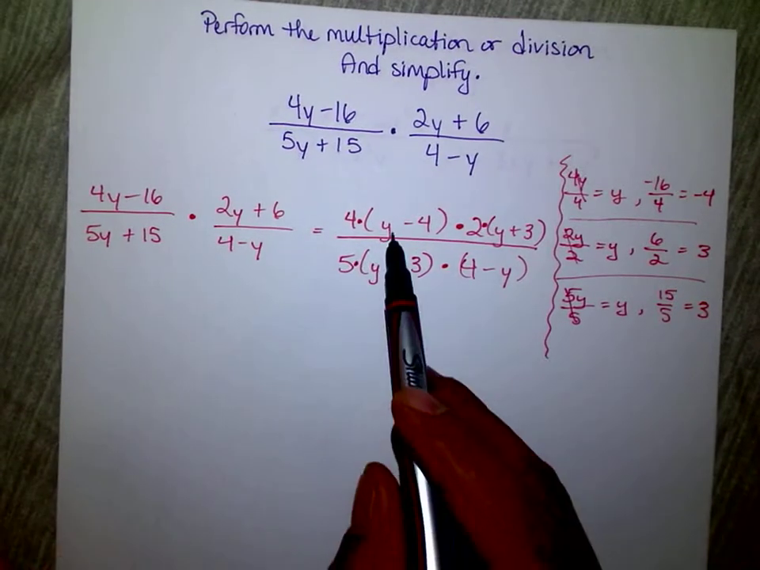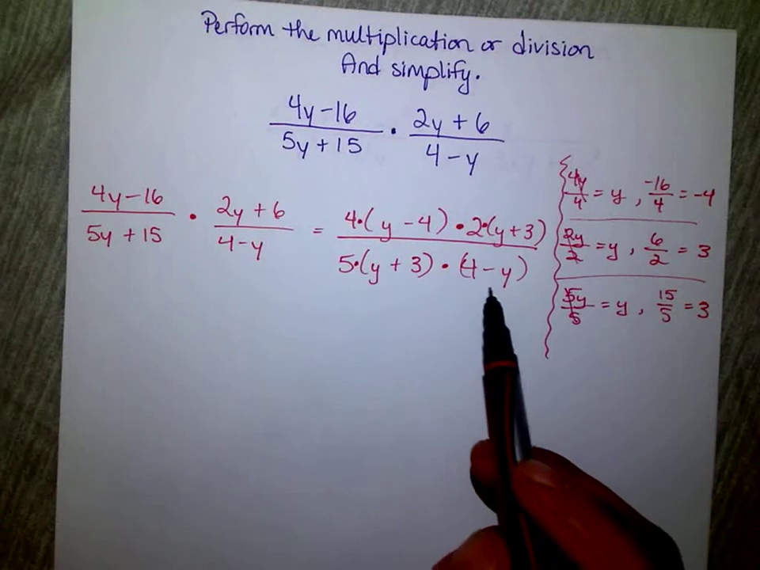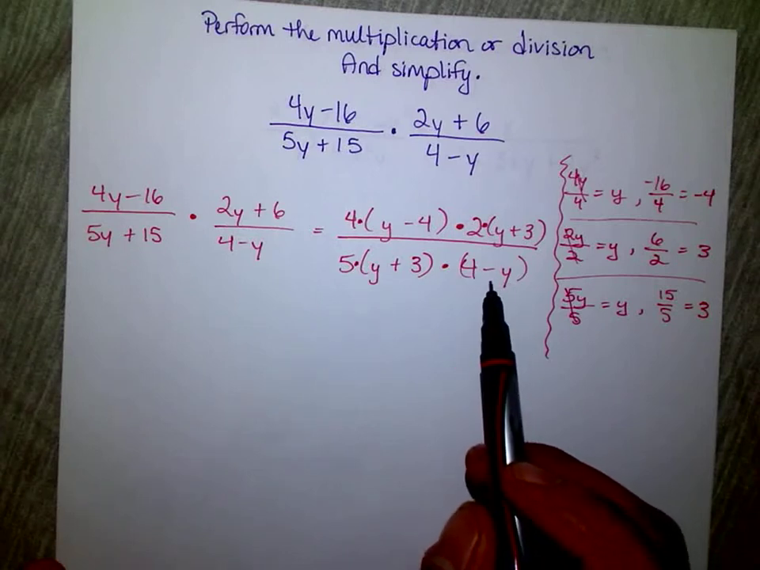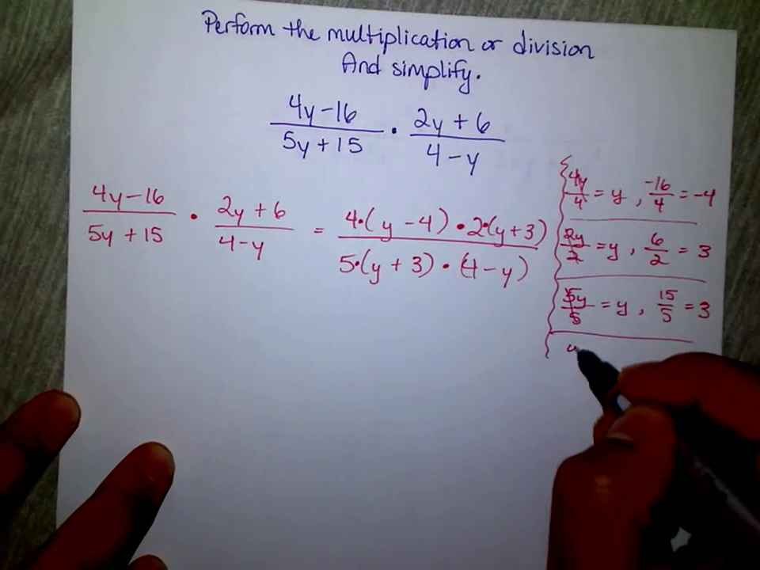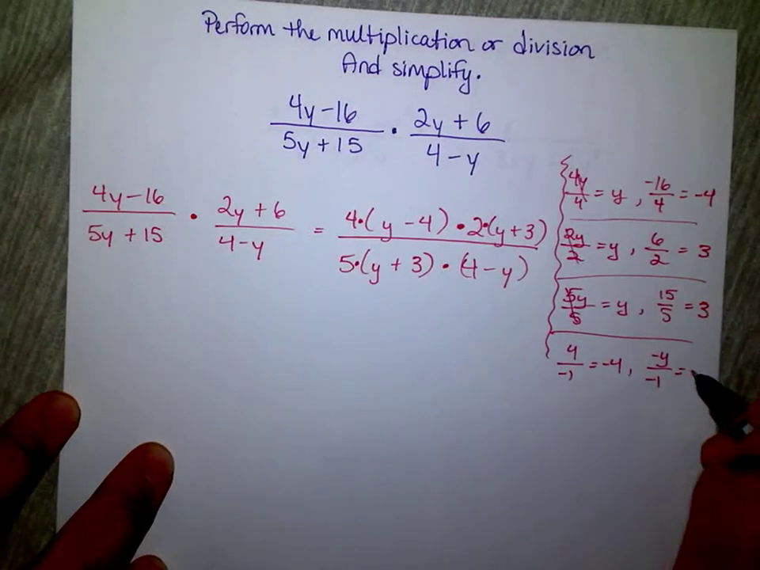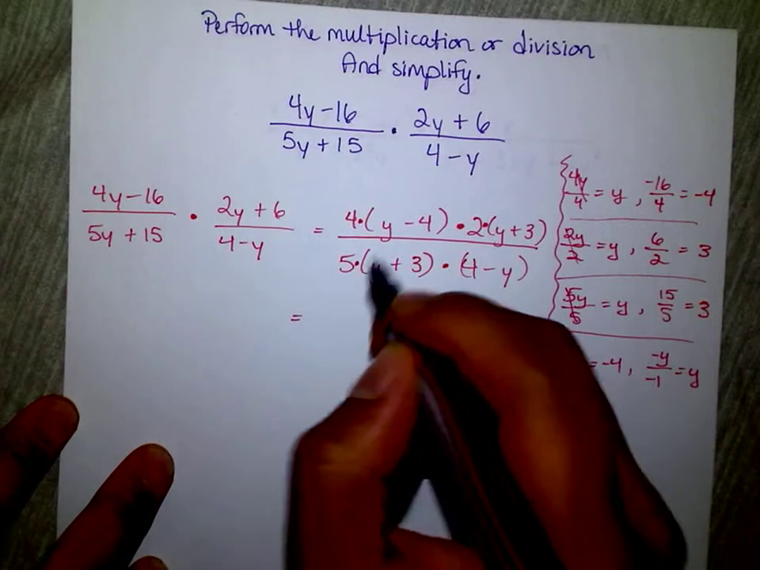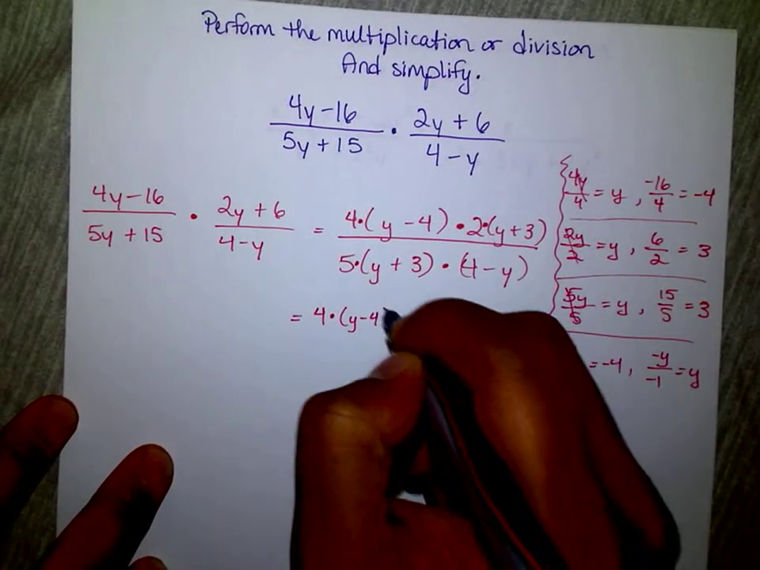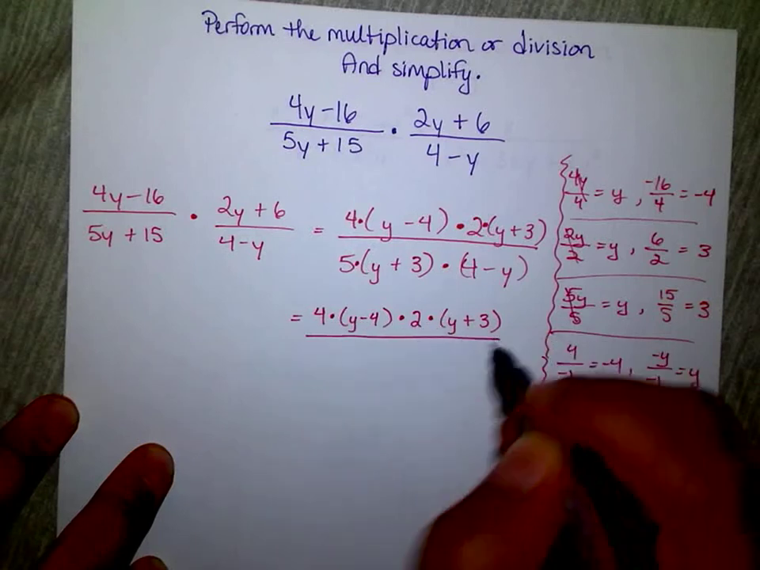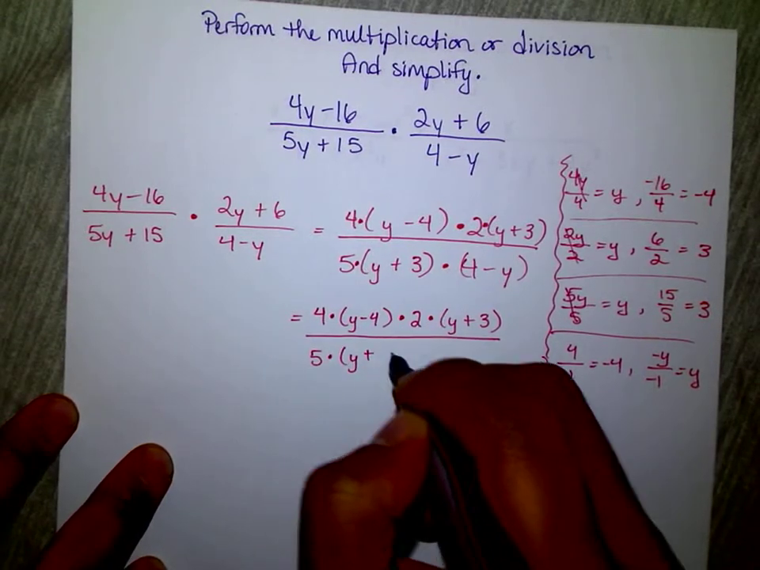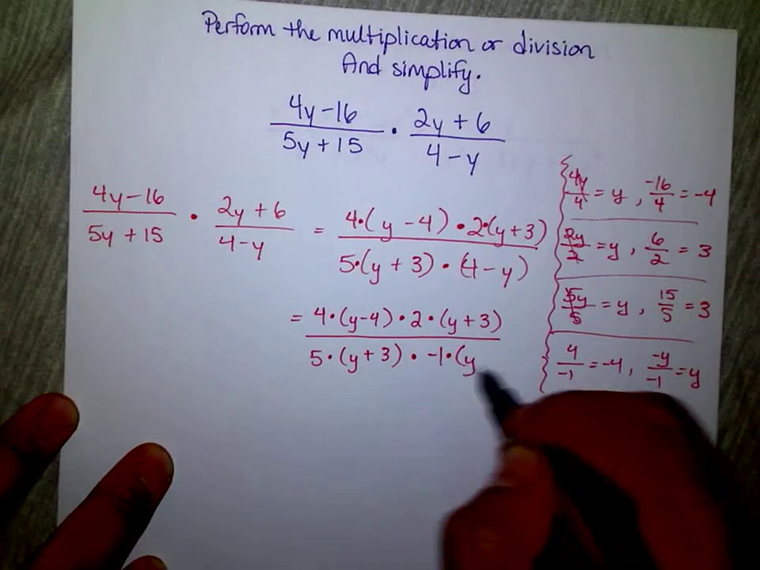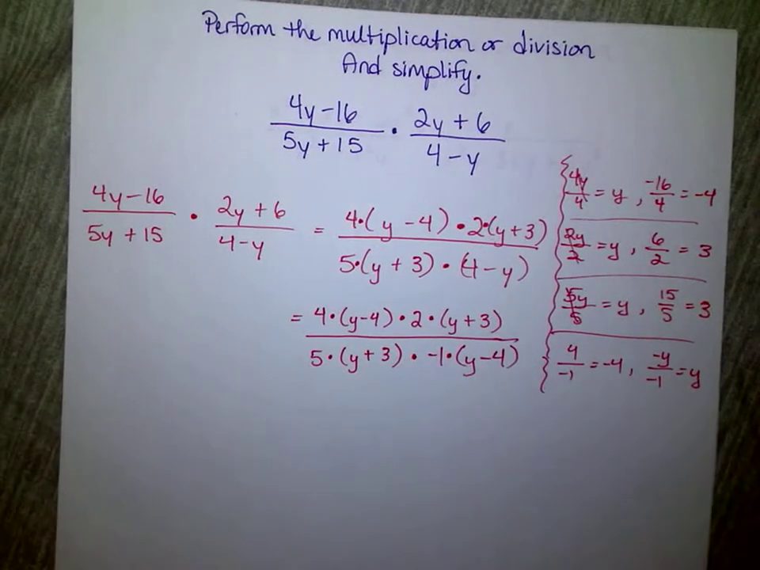Once again, we have that dilemma. We have similar things, something that resembles each other, but not quite. So what we want to do is pull a negative 1 out of here. If we factor a negative 1 out of that, 4 divided by negative 1 is equal to negative 4, and negative y divided by negative 1 is equal to positive y. So if I rewrite this, this is going to be 4 times y minus 4 times 2 times y plus 3, all that over 5 times y plus 3 times, now I factor out a negative 1, and I'm going to end it with positive y and negative 4. So now I have exactly what I want.